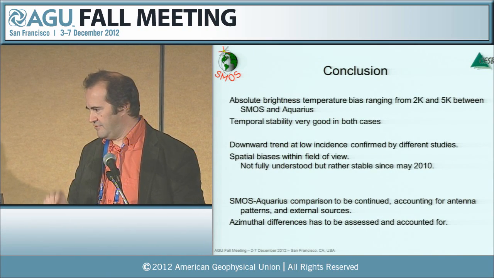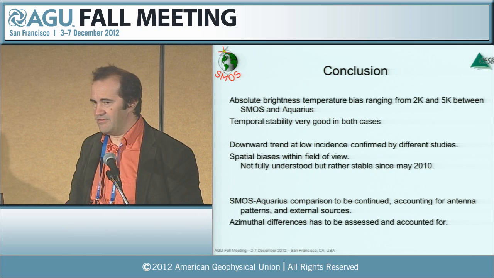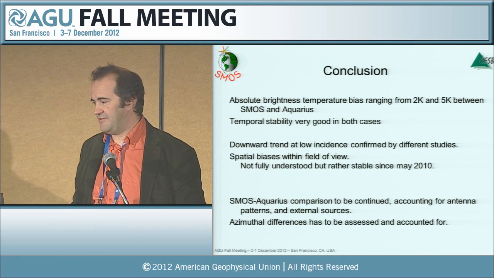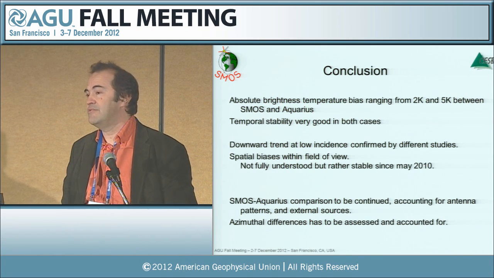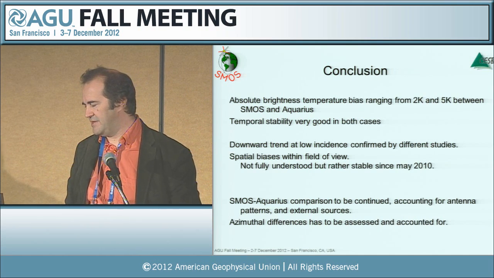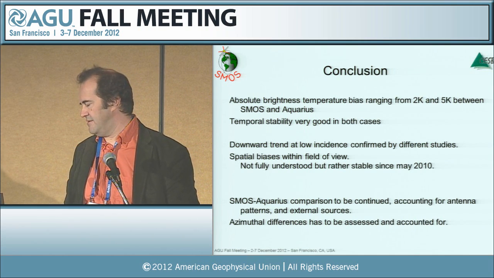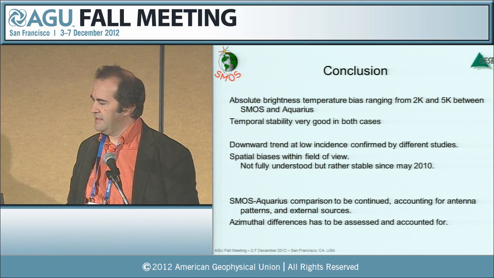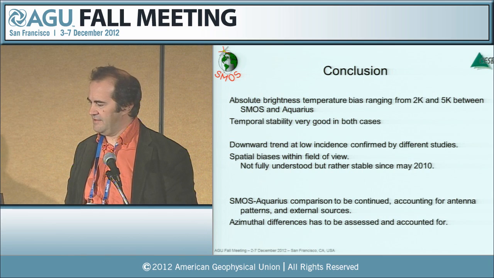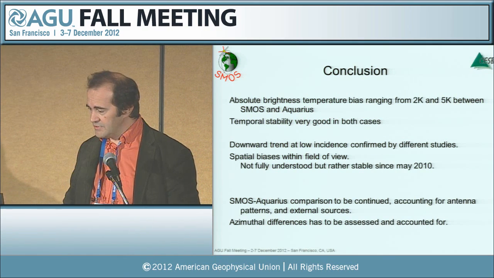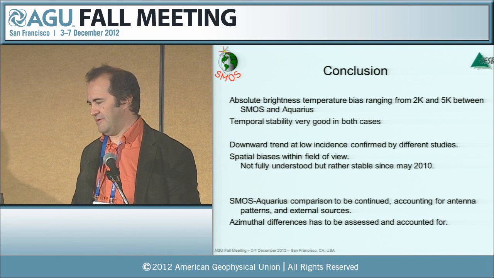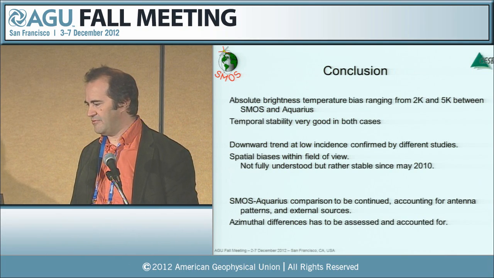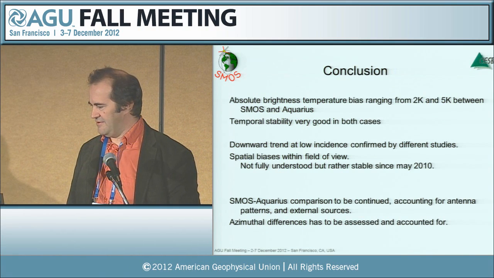I will have a quick conclusion. Basically, from all these comparisons, we can say that we probably have a small bias between SMOS and Aquarius, between 2 and 5 degrees, depending on the incidence and the surface. The temporal stability is very good in both cases, and that's good for long-term studies. And we certainly have an issue with the difference in incidence when we compare SMOS to Aquarius, and with spatial biases within the field of view.